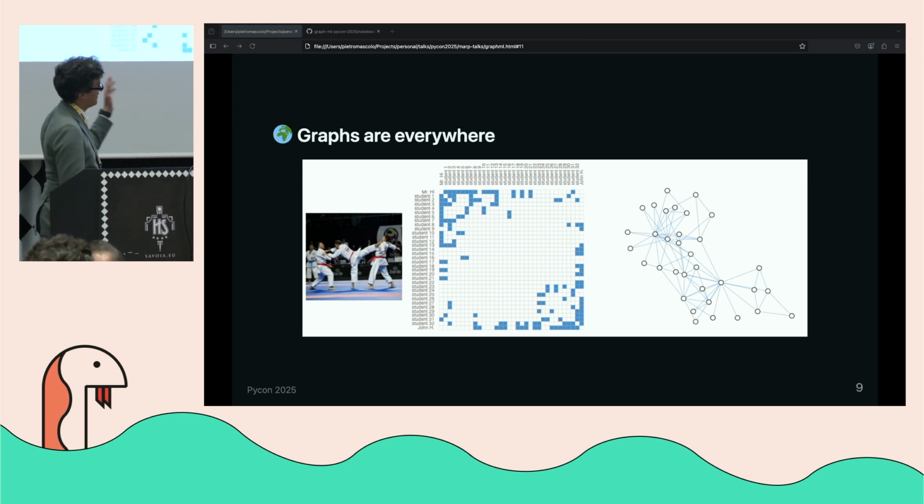This is from a very typical toy data set, the karate club data set, which is close to my heart because I've been practicing karate for coming on 30 years now, which represents how people interact with each other. And you can predict how communities form based on the interactions.